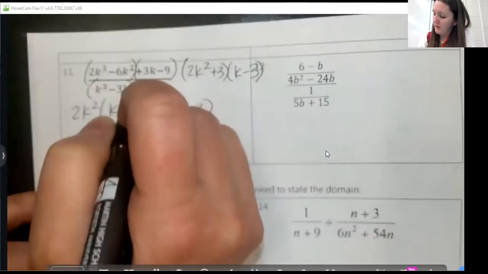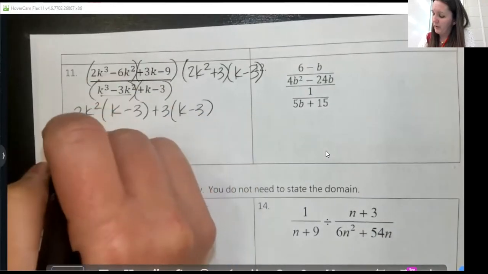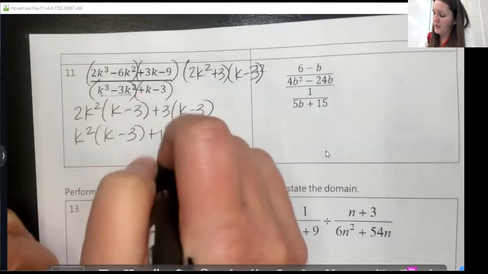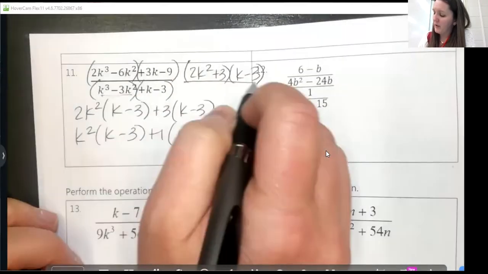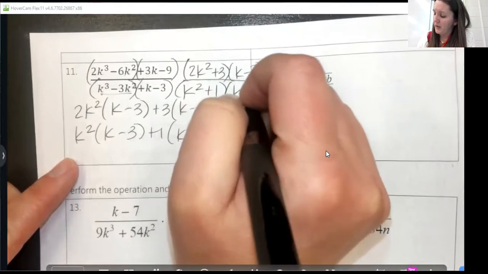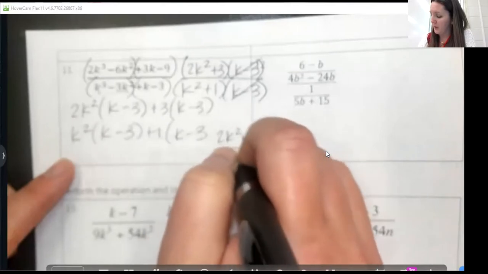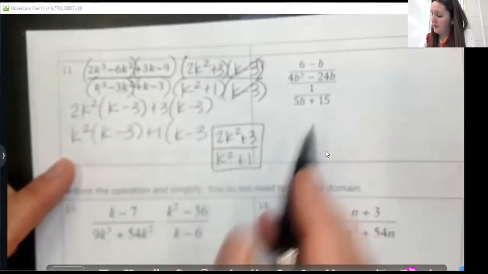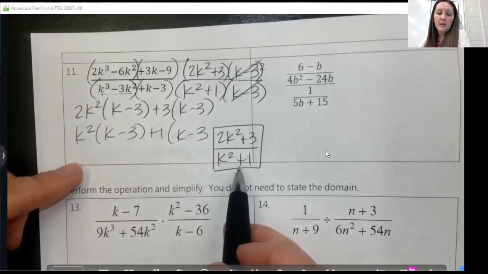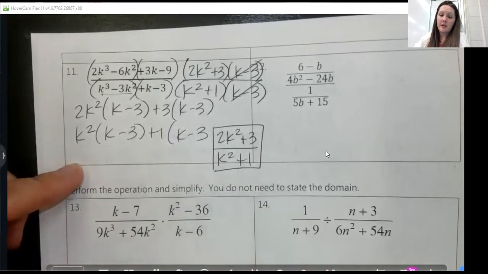And then here, same thing, factor by grouping. What can you pull out of here? You can pull out a k squared. Then we have a k minus 3. Can't pull anything out of there, so you pull out a 1, and you have a k minus 3. So we have in the denominator k squared plus 1 times k minus 3. So those cancel there. So it looks like my answer is going to be 2k squared plus 3 divided by k squared plus 1. Don't let that trip you up. This is not a difference of 2 squares, so I can't factor that any further.